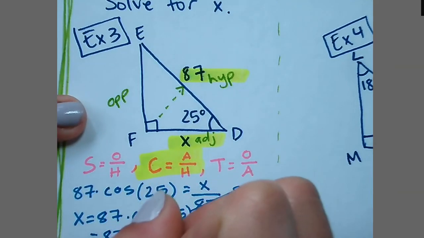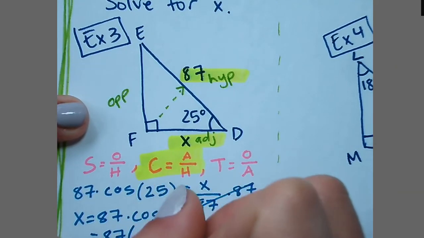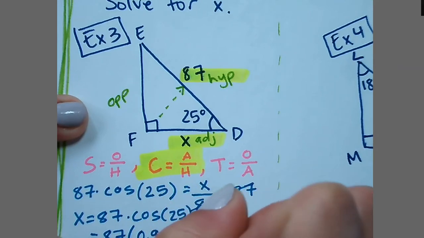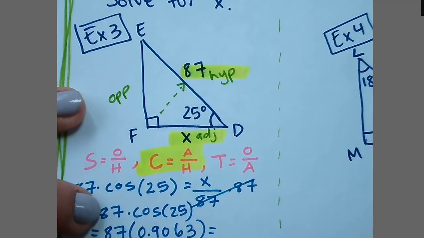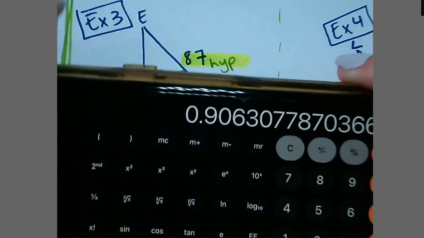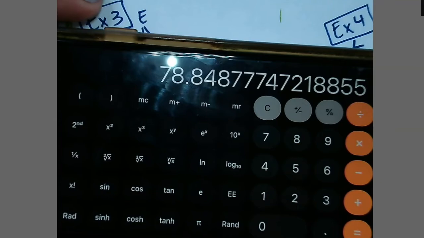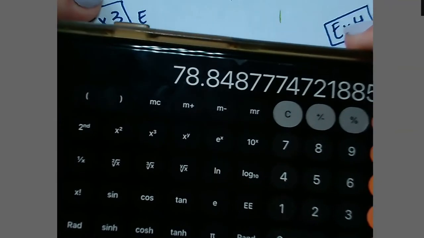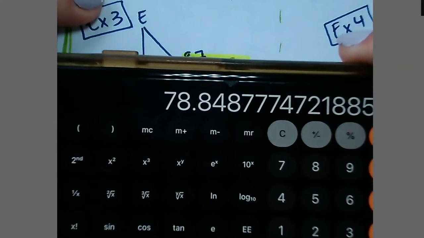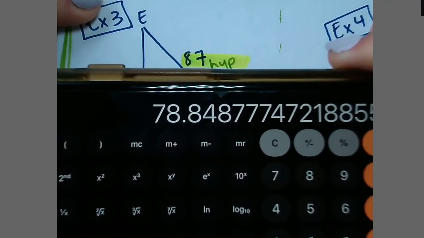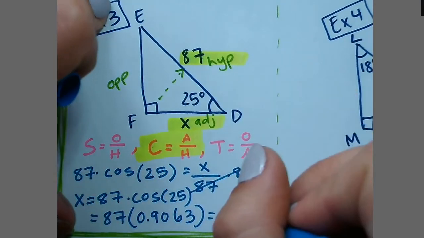Okay, so let's just put that here. It's 87 times 0.9063. But what we can actually do here is once we have that number in there, we can just type in times 87. Okay, so this is cosine of 25 times 87. So it's going to be 78.848.